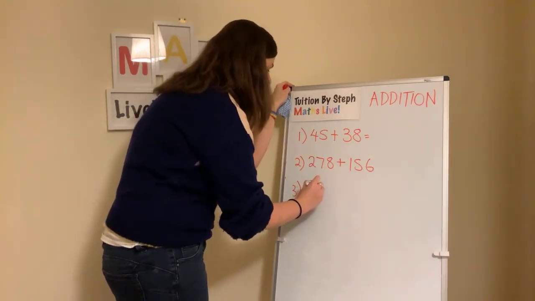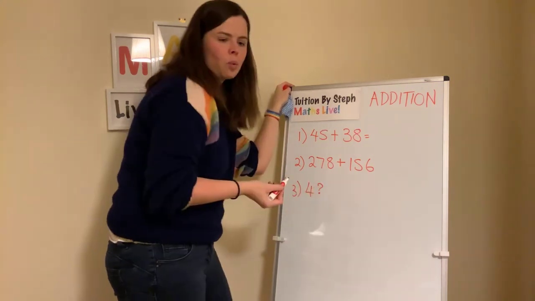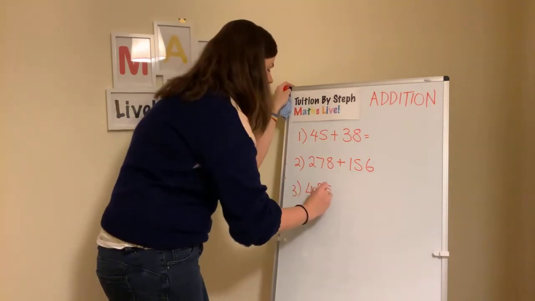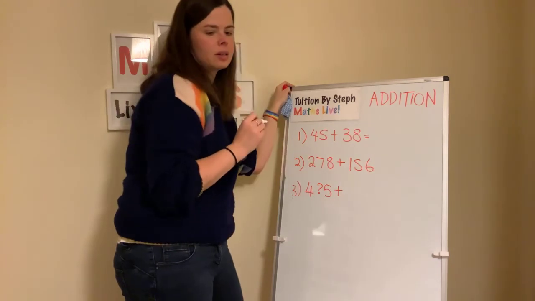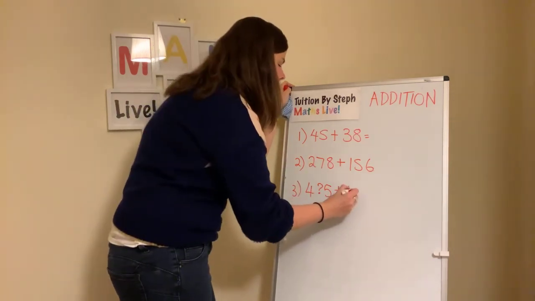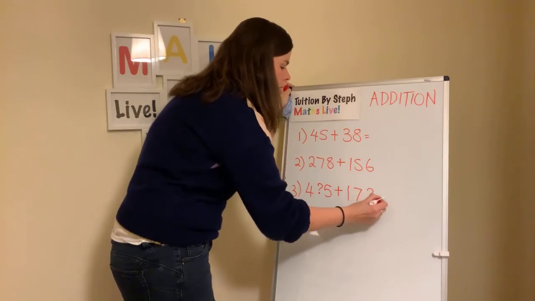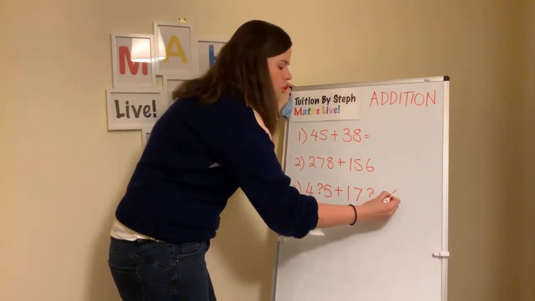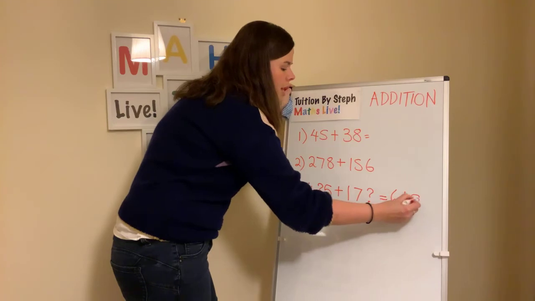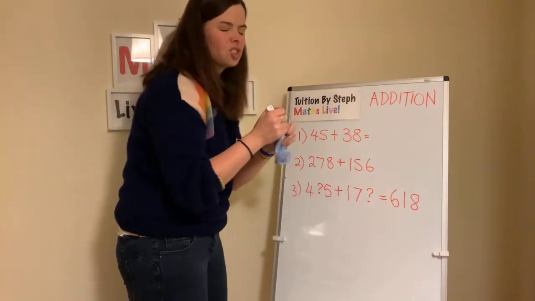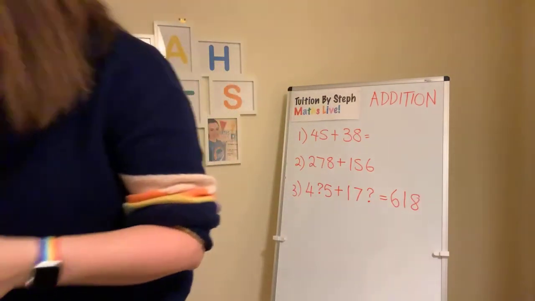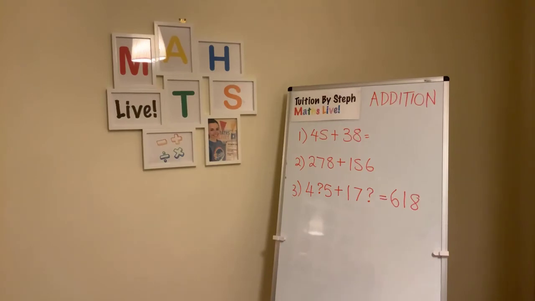And then we had a very interesting last question. It was 4 question mark 5 plus 1 7 question mark equals 618. And for the last one, I want you to try and work out what the question marks might have been.